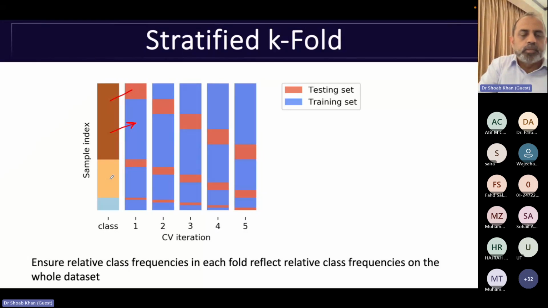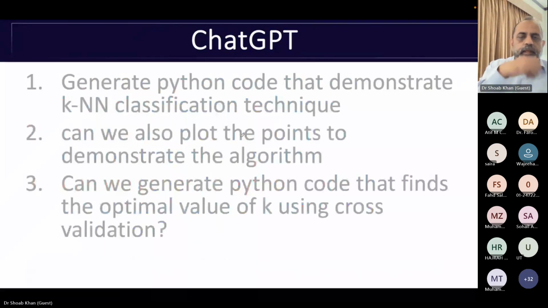Then this is class 2, so again you have to be cautious about it. And this is class 3, so you have representation which is proportionate to the number of samples of each class in the sample data. So this type of validation, which obviously makes sense, is stratified k-fold.